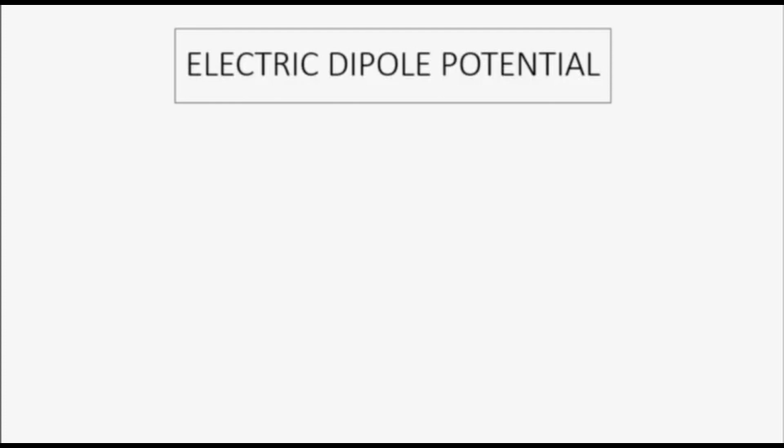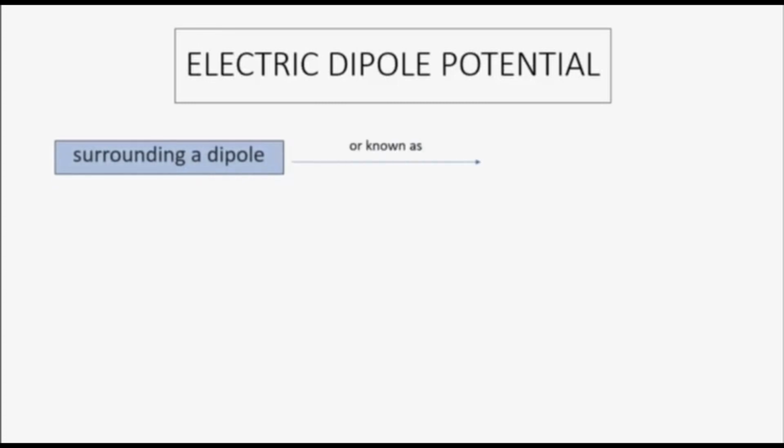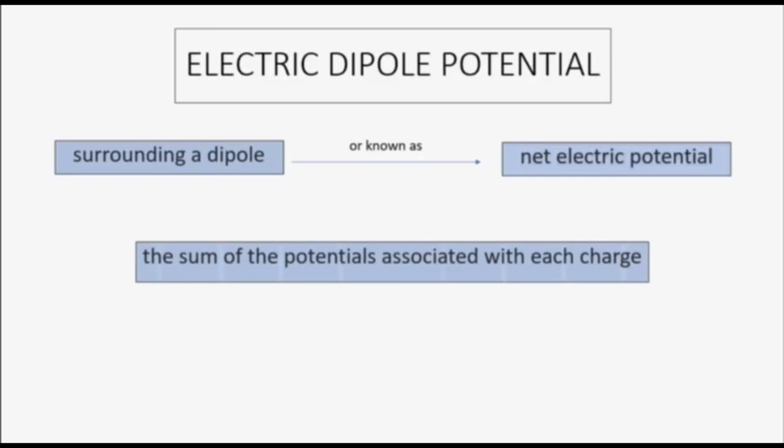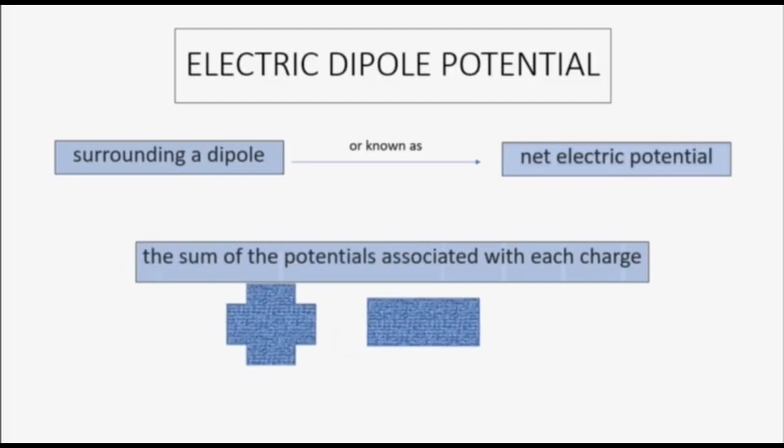Next, electric dipole potential. I'm going to give you a short introduction about it. The electric potential surrounding a dipole, known as the net electric potential, is the sum of the potentials associated with each charge, which means the potential associated with the positive and the negative charge.